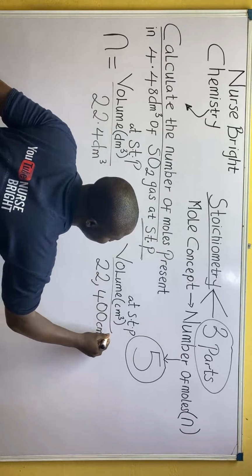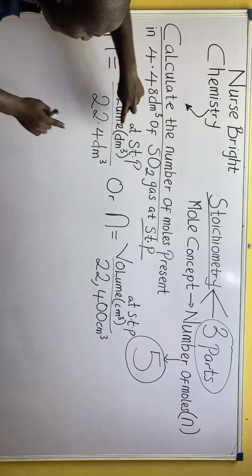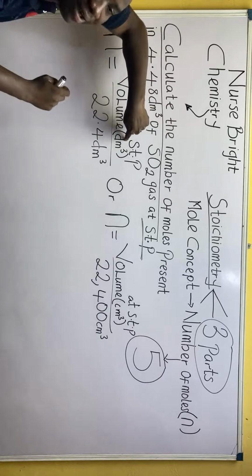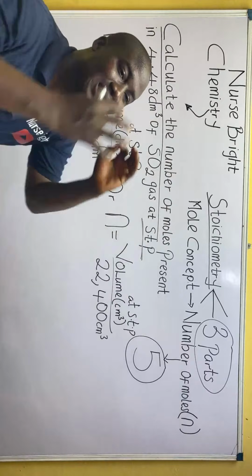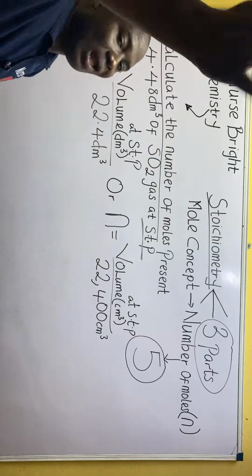22,400 cents. Guys, I will divide by this. I will not divide by this. You can see what's happening. If volume is in dm cube, ensure you divide by 22.4 dm cube. If volume is in cm cube in the question, ensure you divide by what? 22,000.